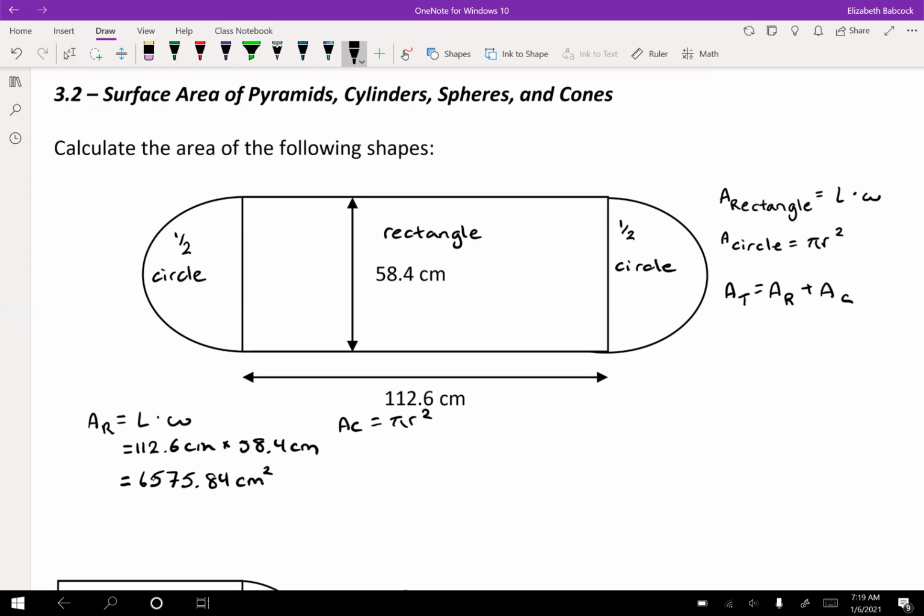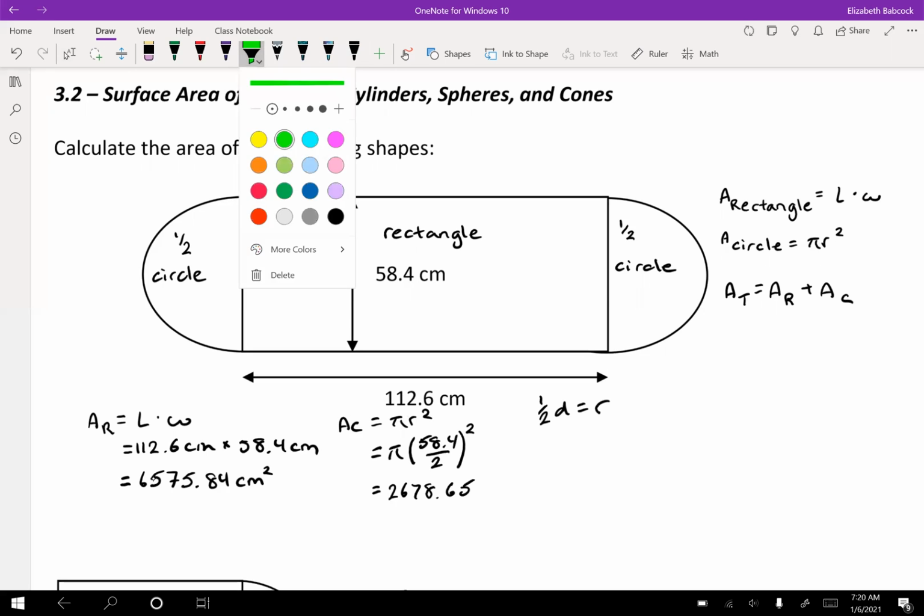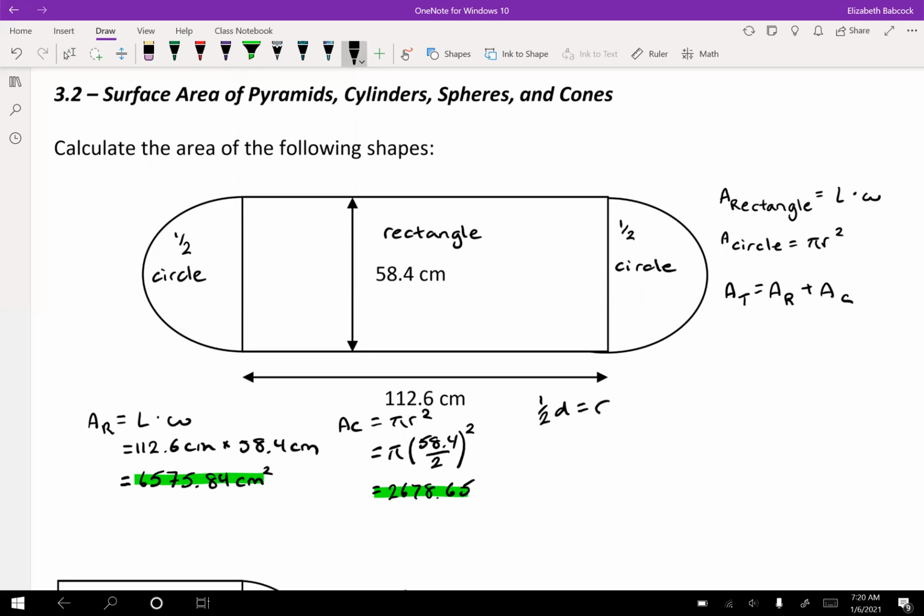Remember the circle, we have two half circles, so it adds up to a full. Area of a circle is pi r squared. However, we have our diameter. Remember, half of our diameter is equal to our radius. So we have pi times 58.4 divided by 2 squared, which is going to get us a total area of 2678.65. And to find our total area, we just take our two numbers and add them together.